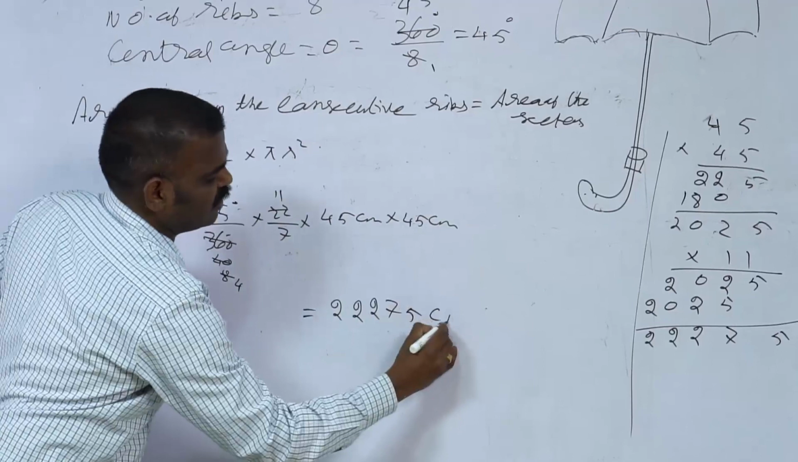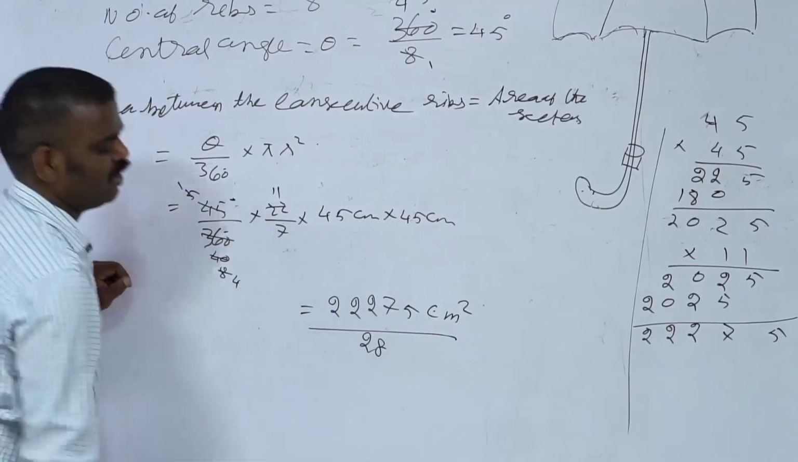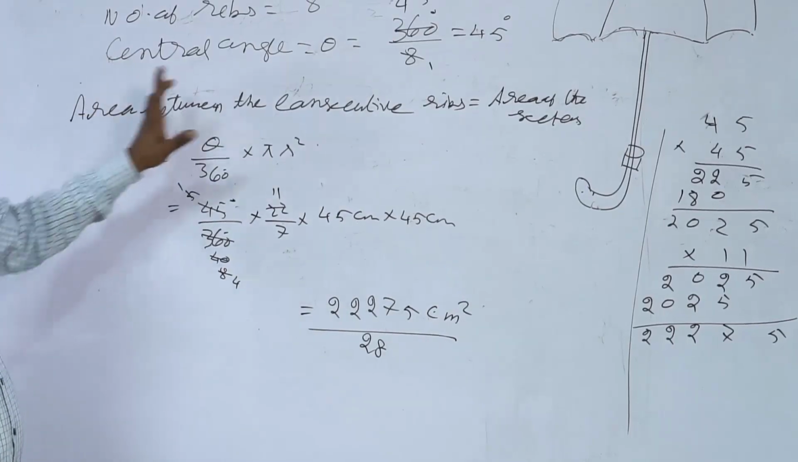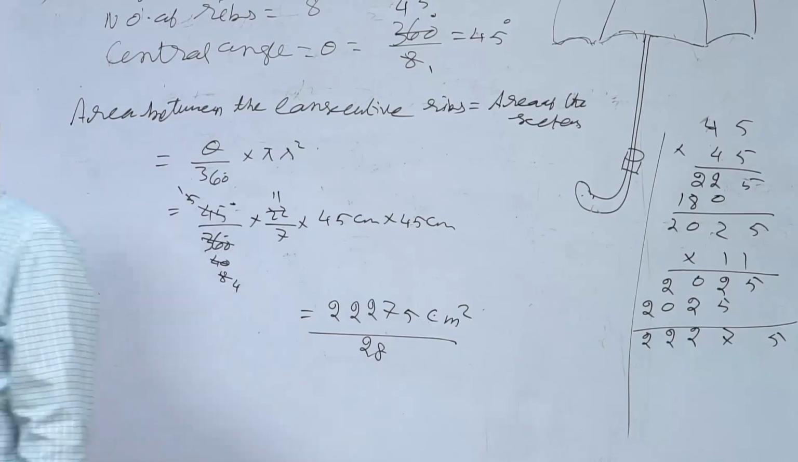Centimeter into centimeter, centimeter square. By 7 4s are 28. So this is the area of each sector. Okay children, complete the answer quickly.